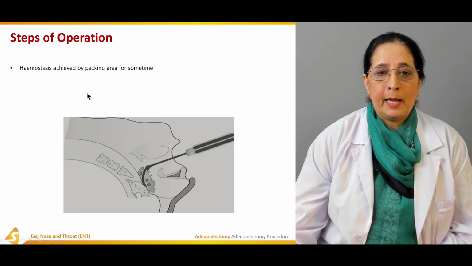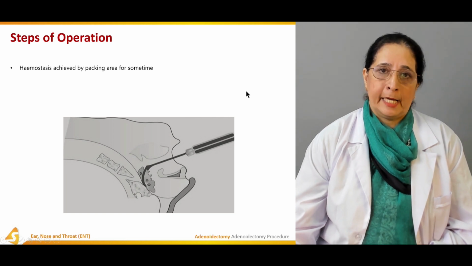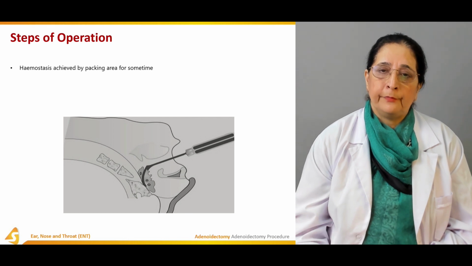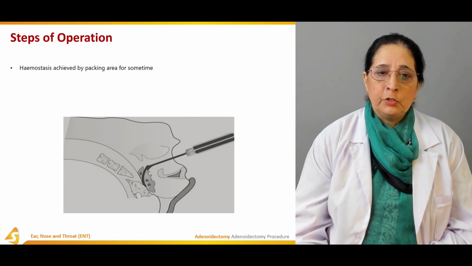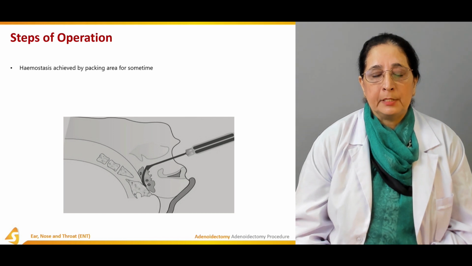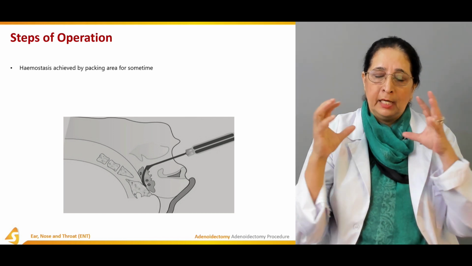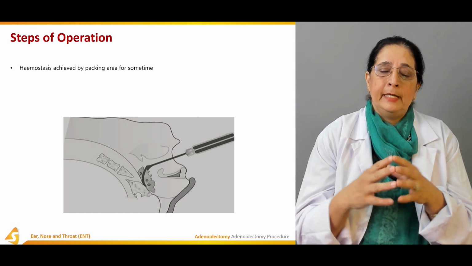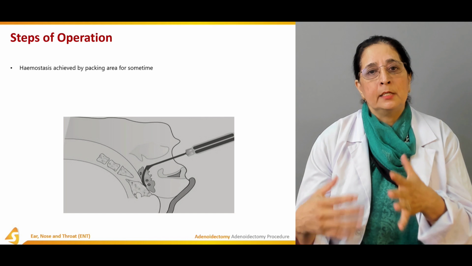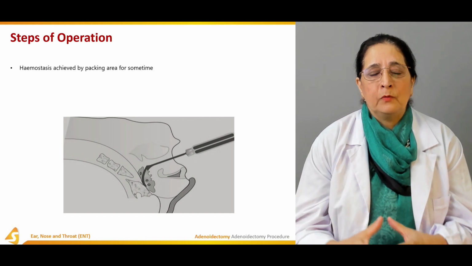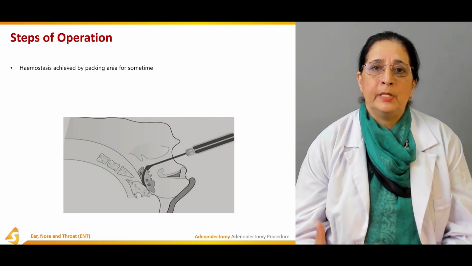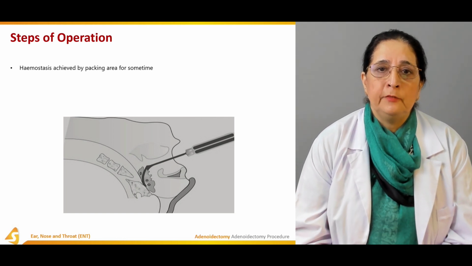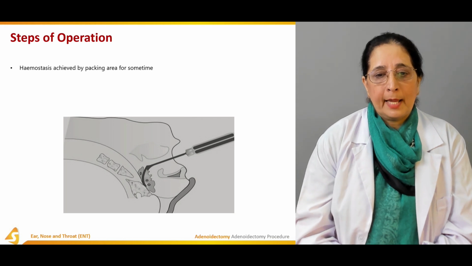Hemostasis is achieved by packing the area for some time. It's a raw area. It usually bleeds for a few days and needs to be packed for some time to apply some pressure, so it should avoid the massive bleeding that can occur. But once it stops, usually a small amount of blood comes up combined with the saliva in the spit. So hemostasis should be achieved by packing or applying pressure.